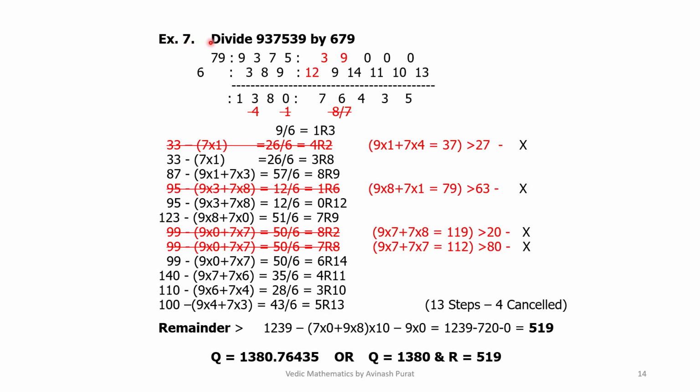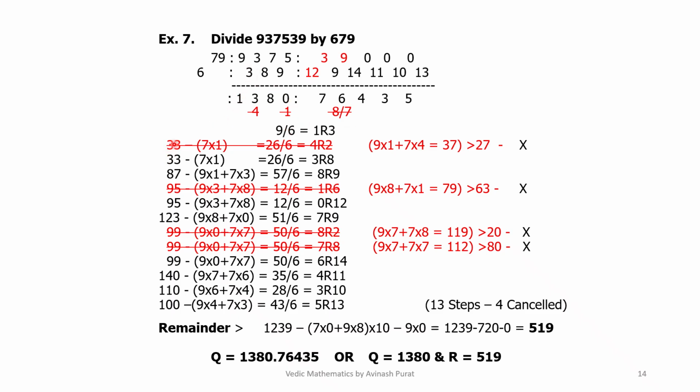Example 7. Divide 93739 by 679. 6 is the first divisor written on a line. Diagonally opposite on the upper line is 79, that is the Dhvajanka. Now 79 has 2 digits, so 39 from 93739 is taken after the decimal point, 2 digits. Okay. Now division. 9 divided by 6 equal to 1, remainder is 3.